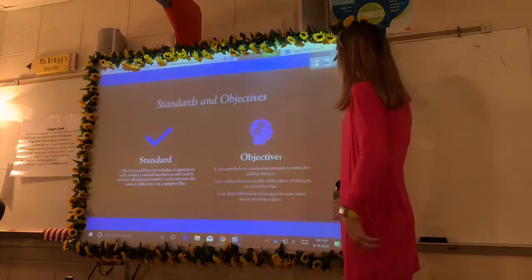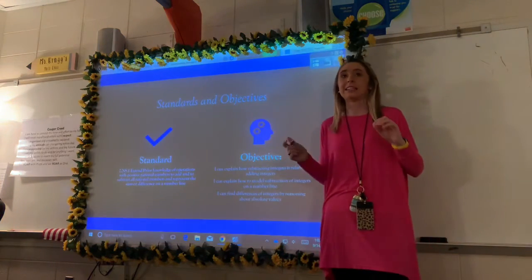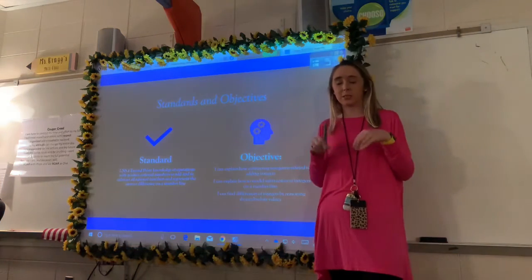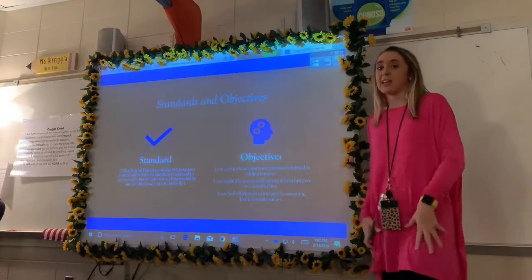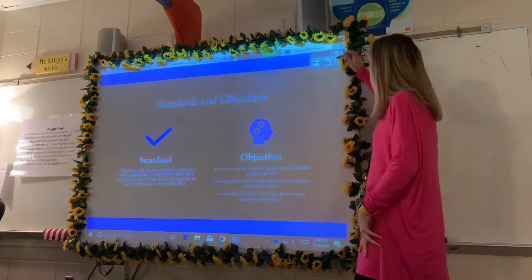So remember, subtracting integers is still that 7.NS.1 standard. So just subtracting and adding integers and then turning that into rational numbers as well.